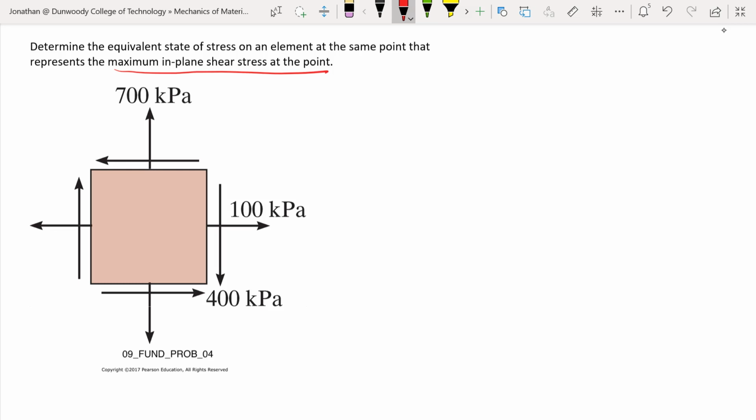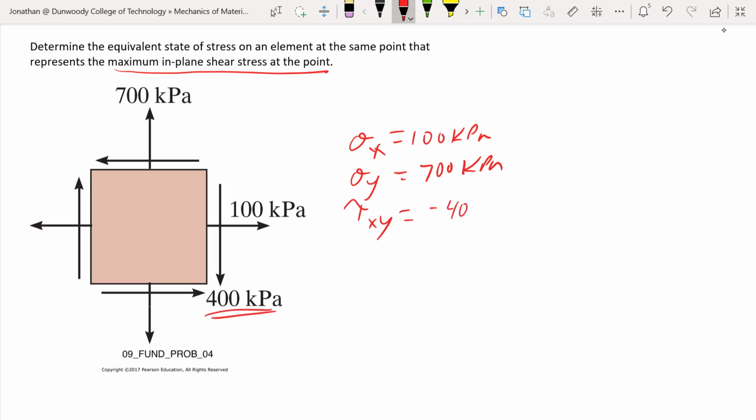So we look through, this is in section 9.3 on principal stress and max in-plane shear. As we look at this, we've got sigma x, 100 kilopascals, sigma y, 700 kPa, and tau xy, this bit here, is negative 400 kPa.